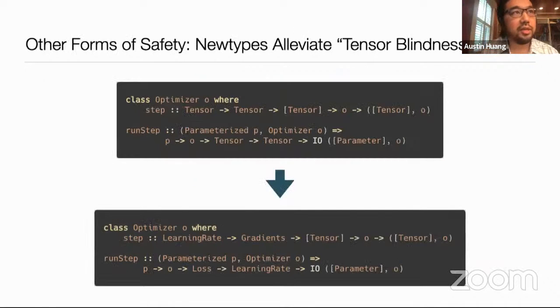I'll say one other form of type safety you can think about: newtypes are really handy for dealing with what I informally refer to as tensor blindness. It's pretty common in these sorts of functions to have lots of tensor parameters, so you have just Tensor, and you can wrap those parameters in newtypes that better communicate your intent and clarity, and add another aspect of safety to your code.